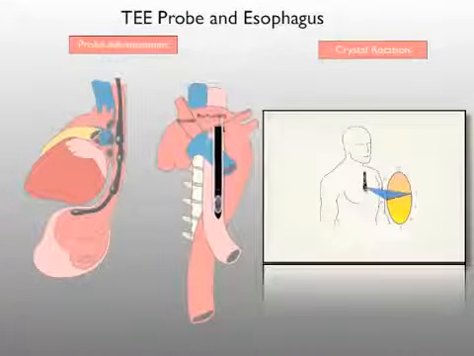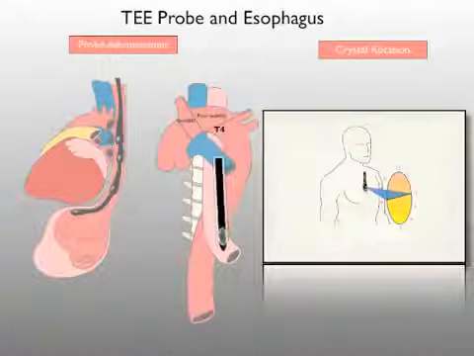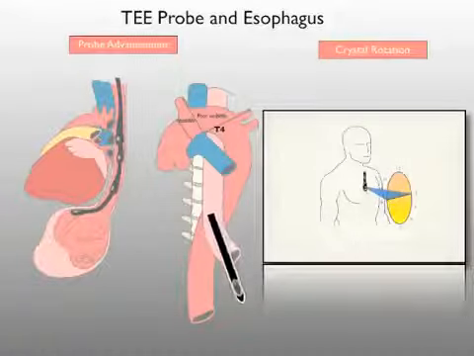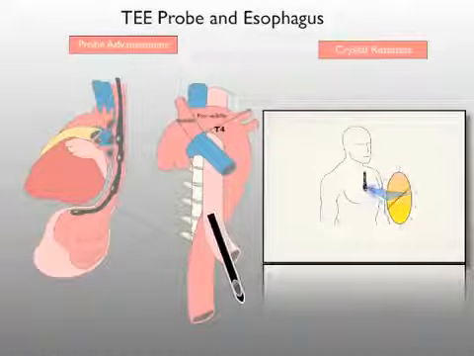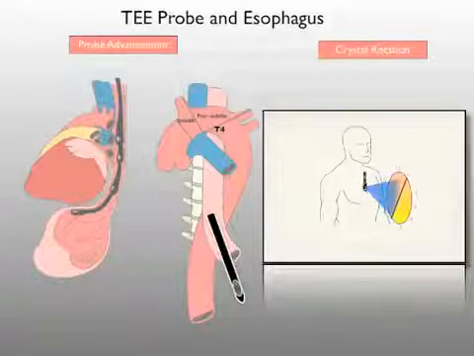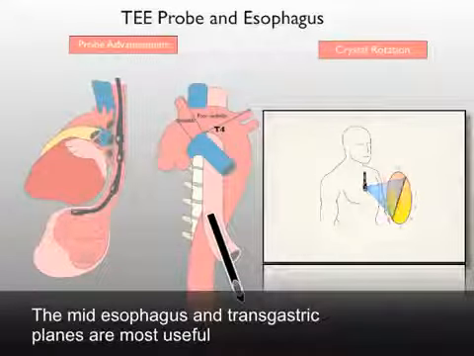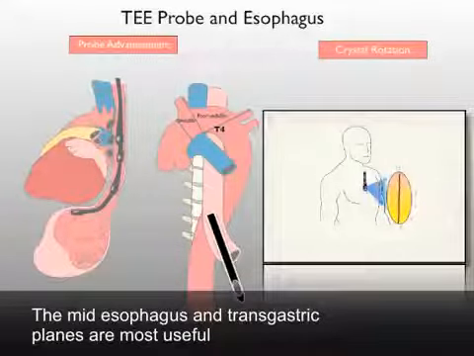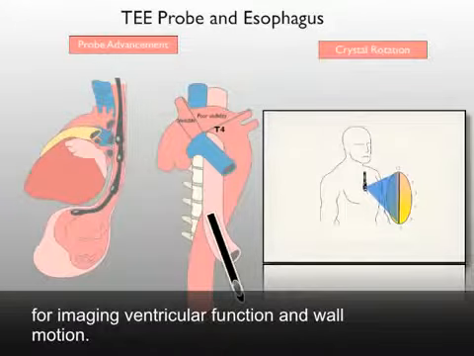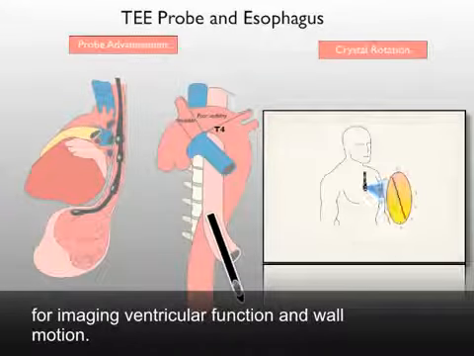To review from the probe positioning module, recall that the standard images are obtained in the upper esophagus, mid-esophagus, and transgastric levels. The mid-esophagus and transgastric planes are most useful for imaging ventricular function and wall motion.